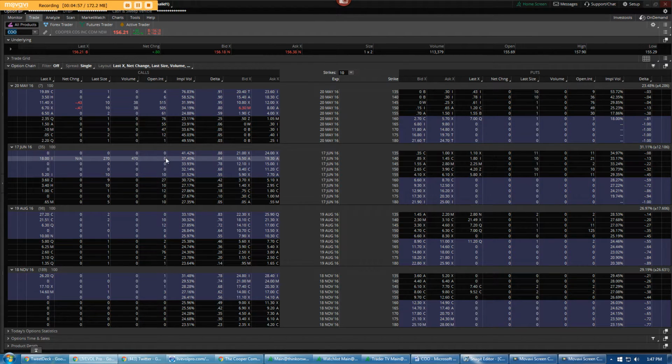There's zero open interest over here. So we're going to come out here on Monday and check to make sure what the open interest is. But I expect all these 470 to be added to the open interest.